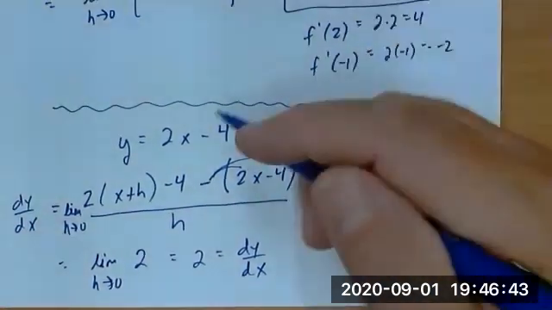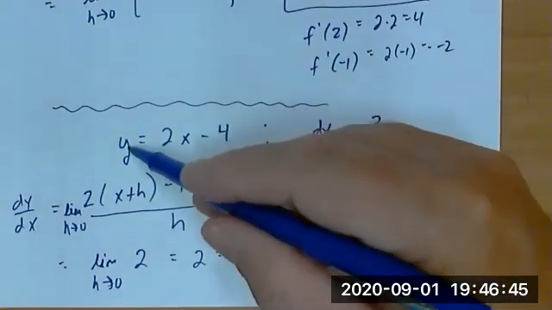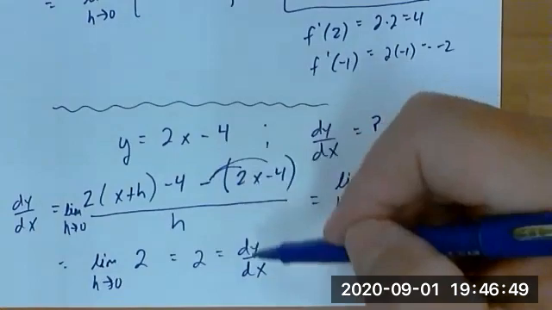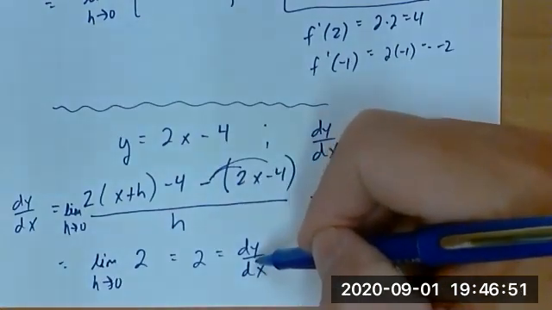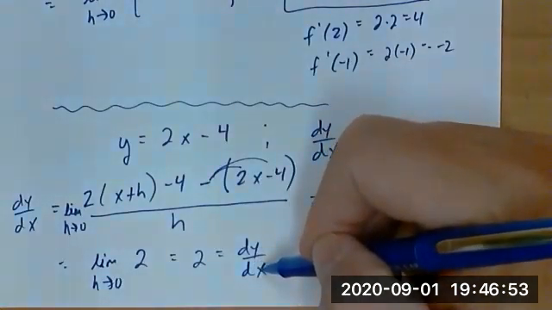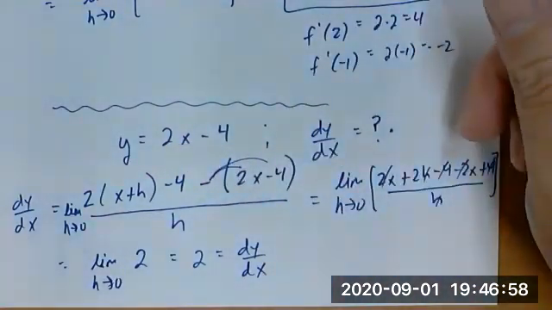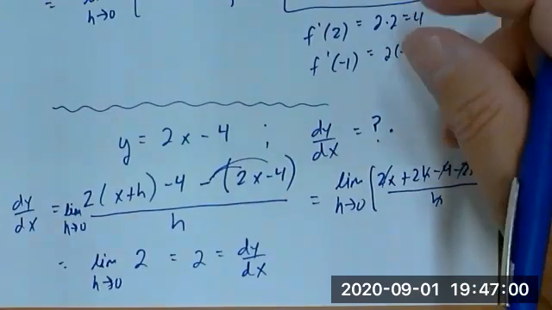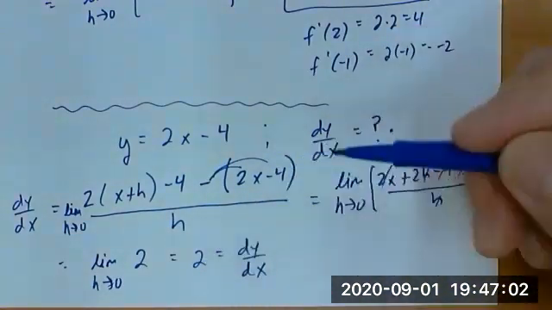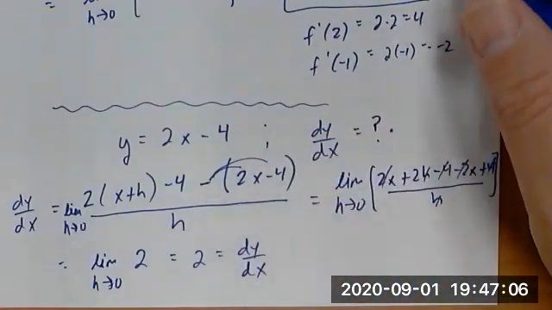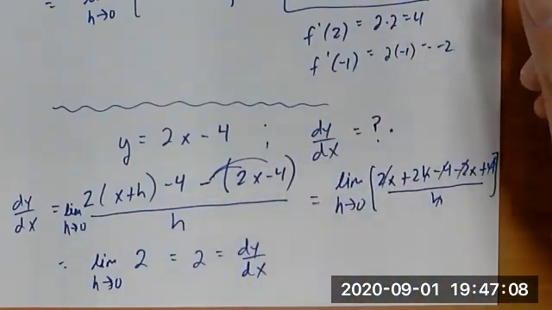Well, it does, because look at my original equation. What is this? This is the equation of a straight line. The derivative is the same thing as the slope. What do we know about the slope of a straight line? It's constant. It doesn't change. That's what this is saying. It's always 2. Doesn't matter where you're looking on the line, it's always 2. So, oh, that makes sense.